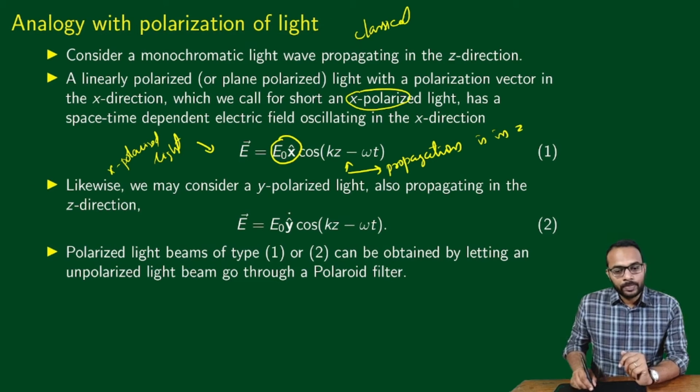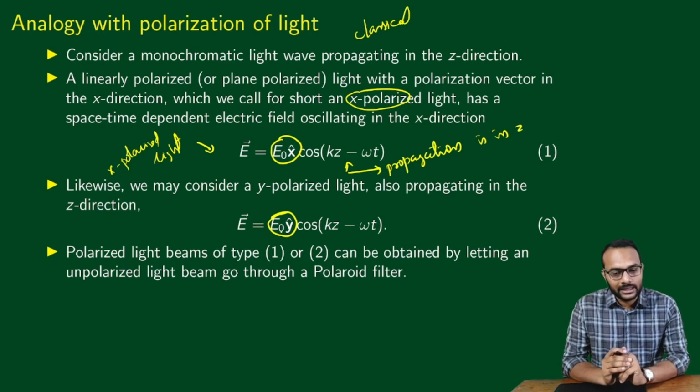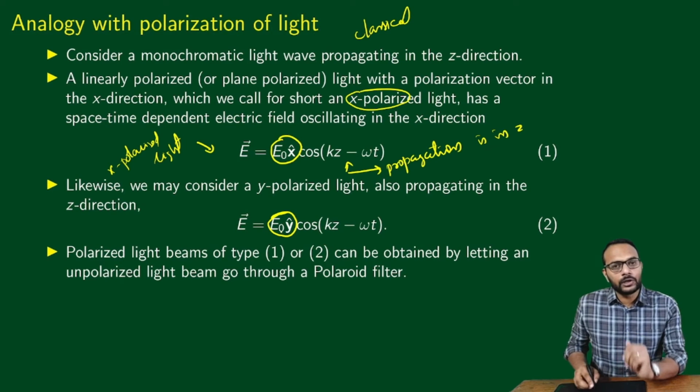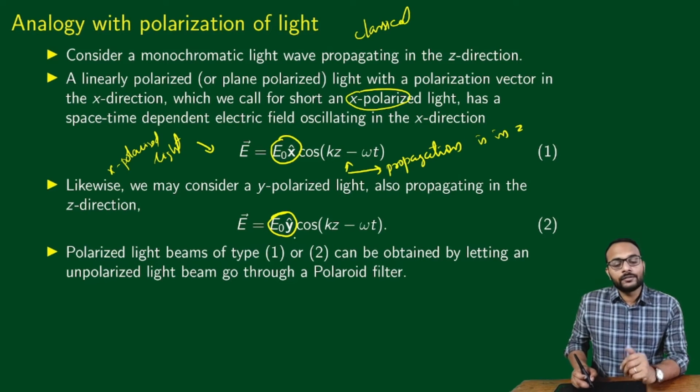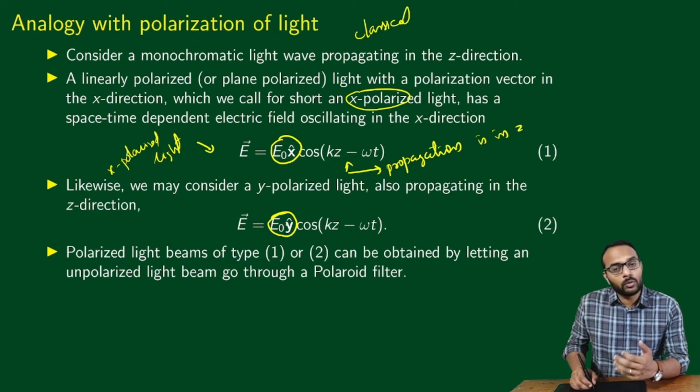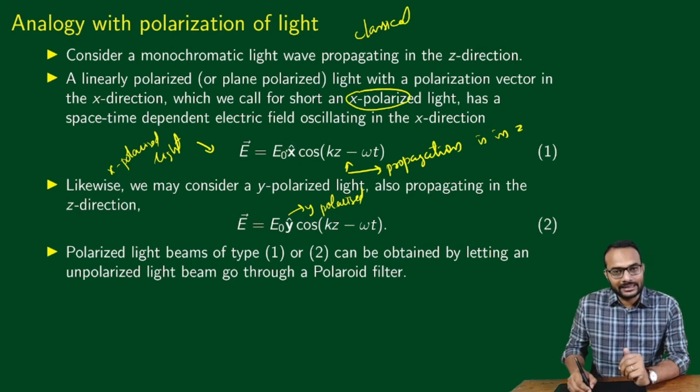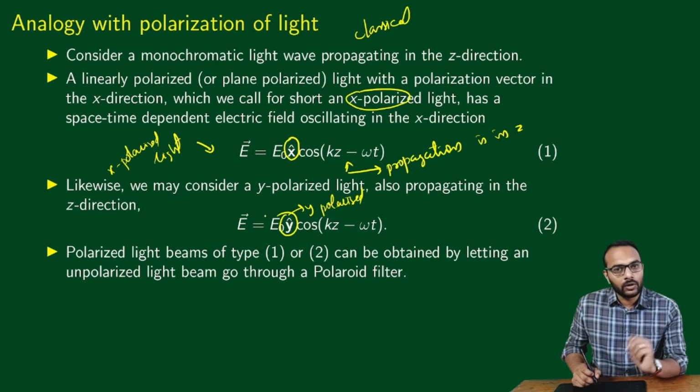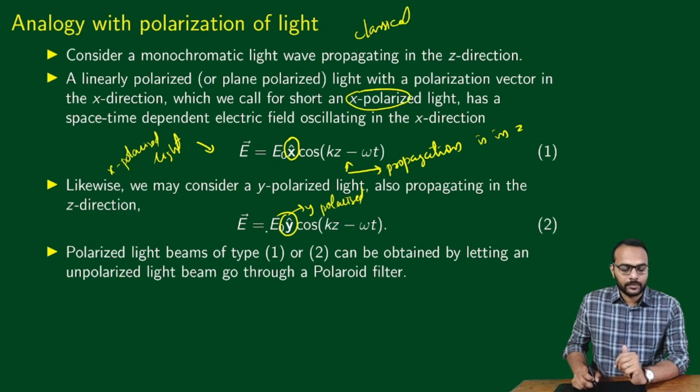In the same way, we know that light is an oscillation of an electromagnetic field, and we are looking only at the electric field here. Now if the oscillation of the electric field is along the y direction, we say that it's a y polarized light. So the direction of polarization is given by this unit vector here, whether it's in the x direction or in the y direction.